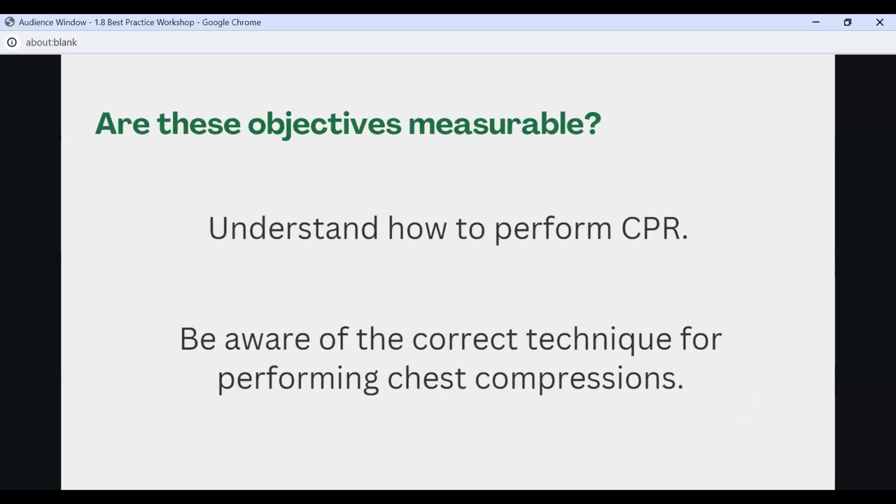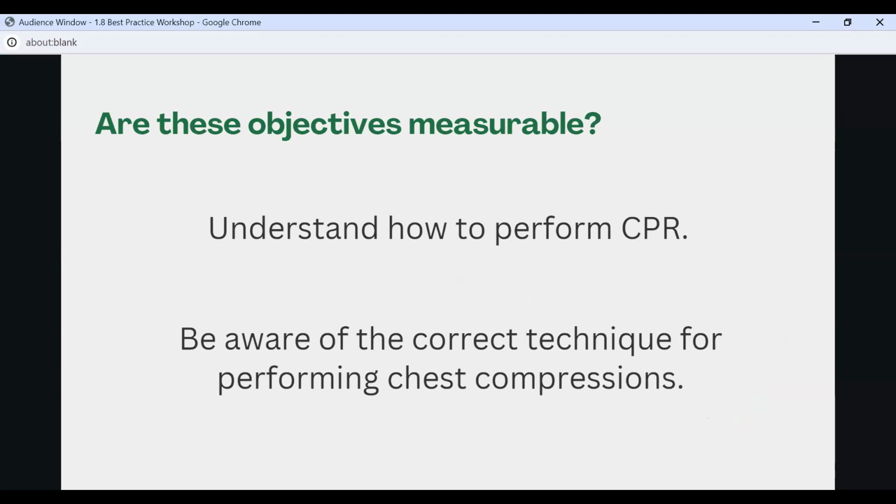So let's take a look at a couple of objectives, right? Are these objectives measurable? Understand how to perform CPR. Be aware of the correct techniques for performing chest compressions. Are these objectives measurable in your opinion? This may be a gimme, but why or why not?